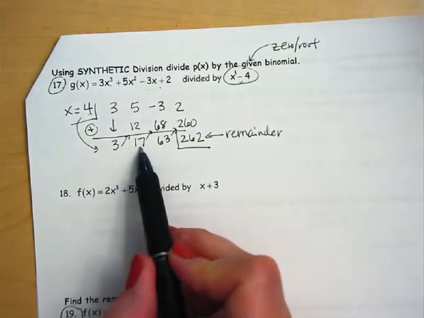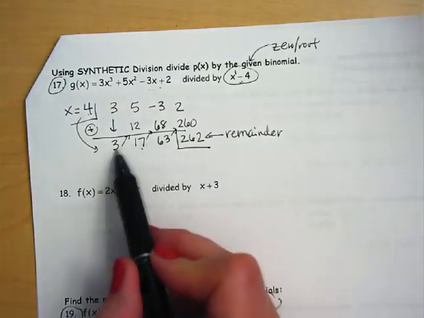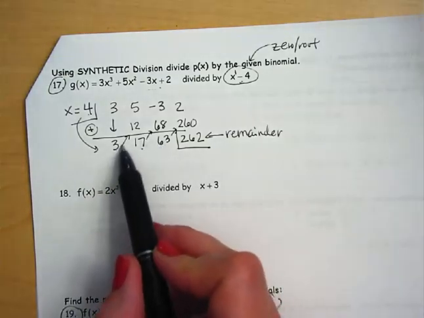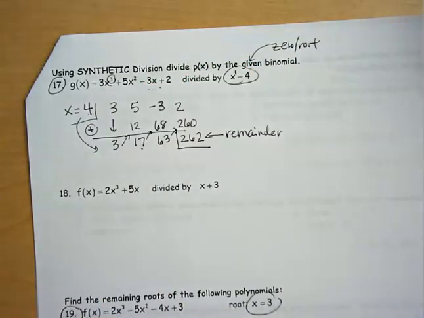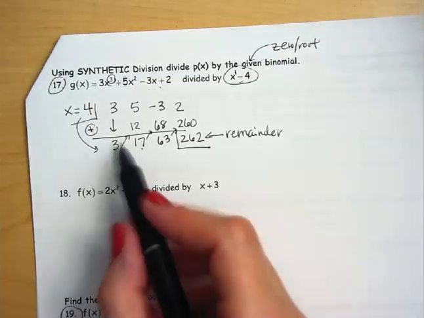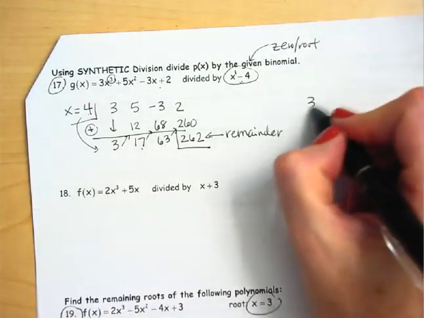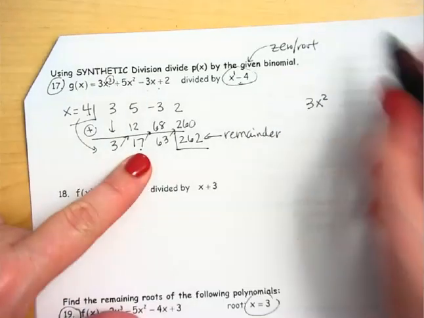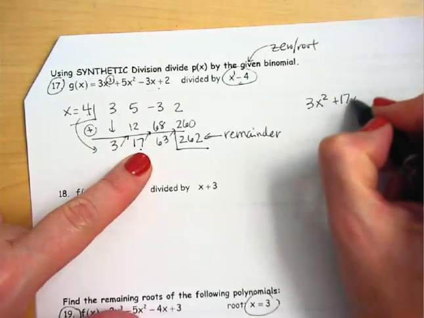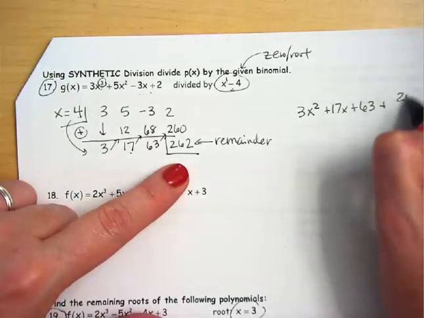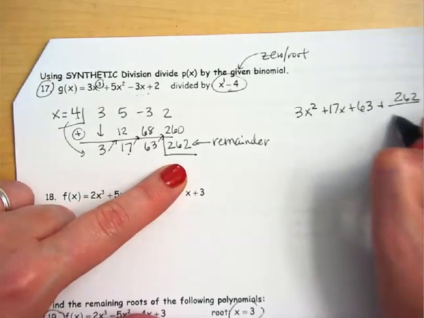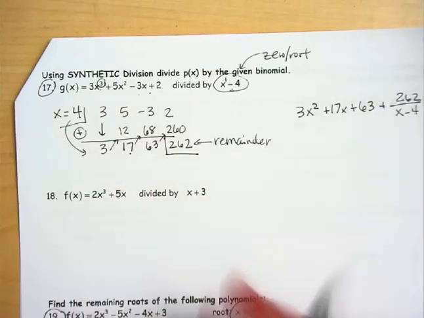And these are the coefficients of my quotient, or my answer. And I'm going to add the x's back in 1 degree less than what I started with. So it's going to be 3x squared plus 17x plus 63 plus my remainder over my divisor of x minus 4.